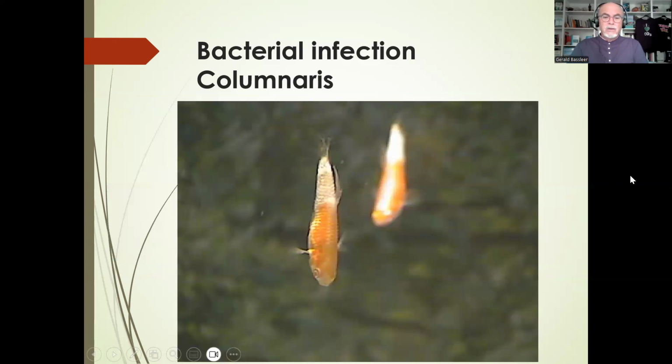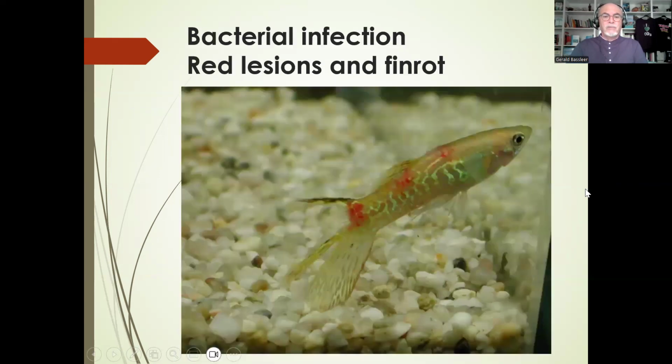And here we see another guppy. You see the whitish progression, the whitish necrotic tissue from the tail to the middle of the body, which is a typical sign or picture of a Columnaris bacterial infection. Some other bacterial infections can occur that are lesions, fin rot, red wounds. Yes, that can occur. Some tail rot can occur.